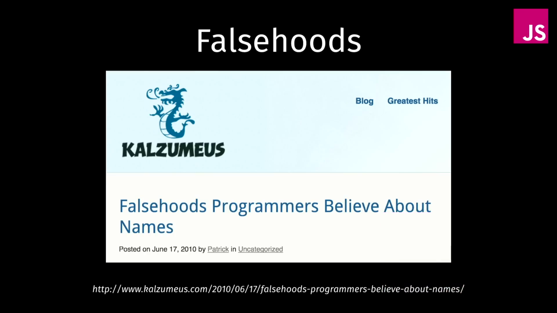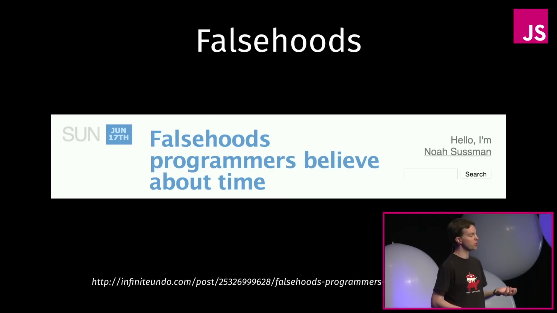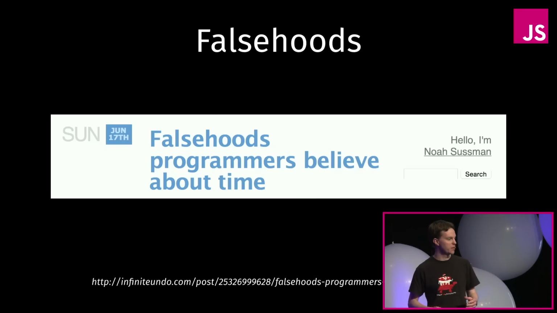So to understand why it's broken, we have to take another little history lesson. 5 years ago, Patrick McKenzie wrote a very famous blog post called Falsehoods Programmers Believe About Names. This was just based on how many pieces of software he'd broken with various names. 2 years later, Noah Sussman wrote Falsehoods Programmers Believe About Time, inspired by Patrick. This contained 34 falsehoods, mostly to do with just hours, minutes, seconds, about all the different ways that programs can stuff up when they're trying to deal with time.